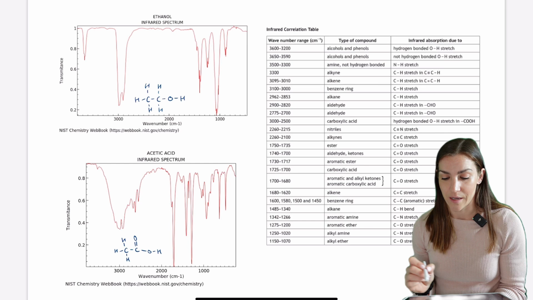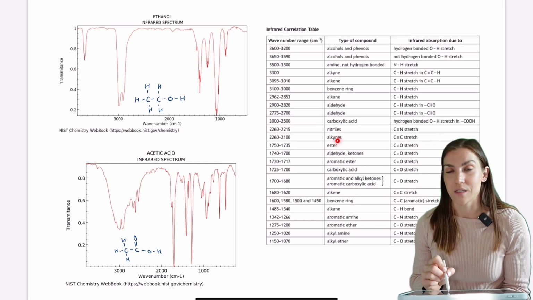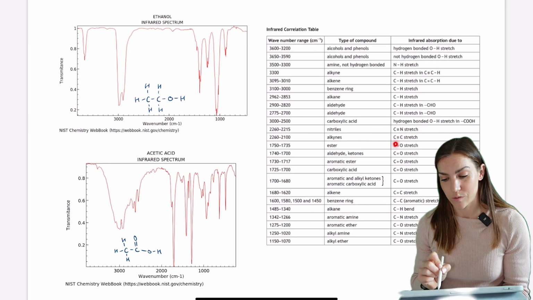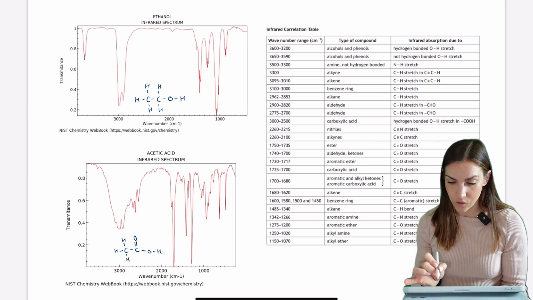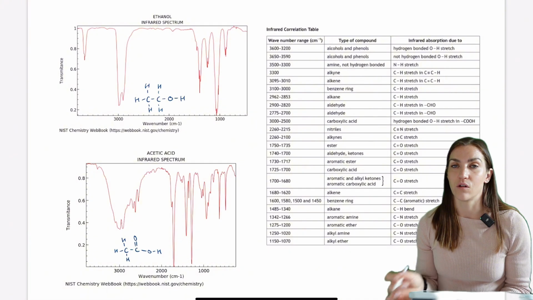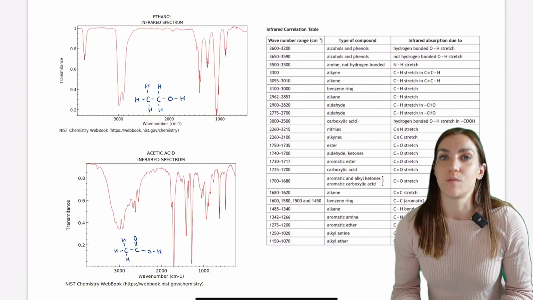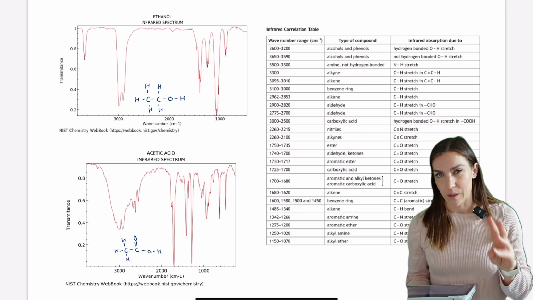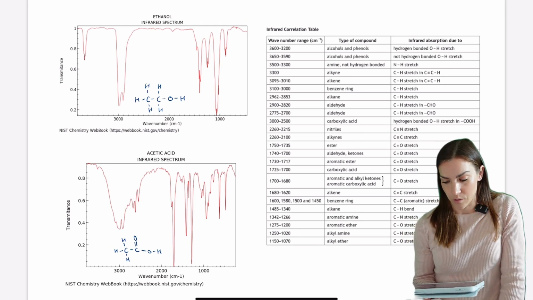going to be. So if you've got a C double bond O stretch, but it's in line with where the ester absorption would be, then that means you have an ester link as the functional group. If you've got a hydrogen bonded OH stretch and it's telling you that the type of compound is an alcohol or a phenol, then it means you've got a hydroxyl group as the functional group. So just be very careful of the way the questions are worded, because that is something that trips people up a lot.